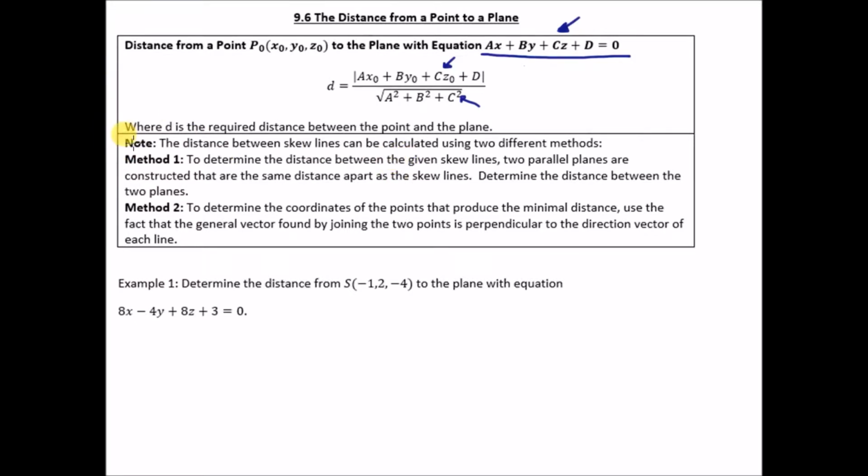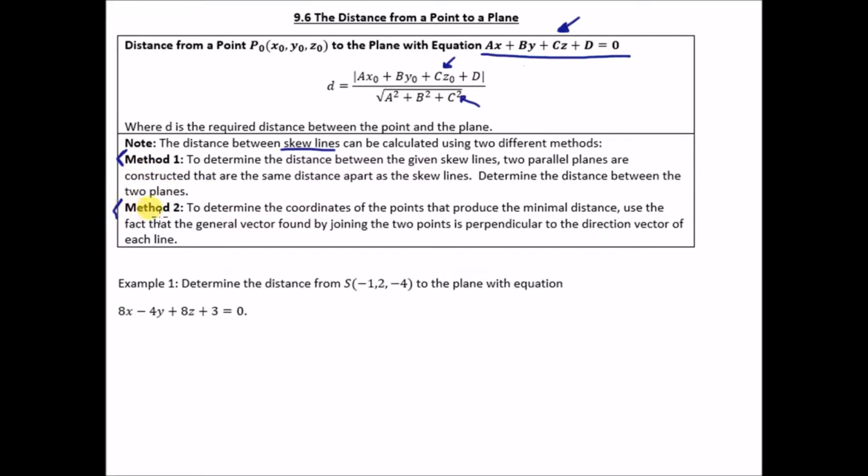Okay, and then here's a couple notes. Note the distance between skew lines can be calculated using two different methods. So this is specifically skew lines. Method one, to determine the distance between the given skew lines, two parallel planes are constructed that are the same distance apart as the skew lines. And then what you want to do is determine the distance between the two planes.